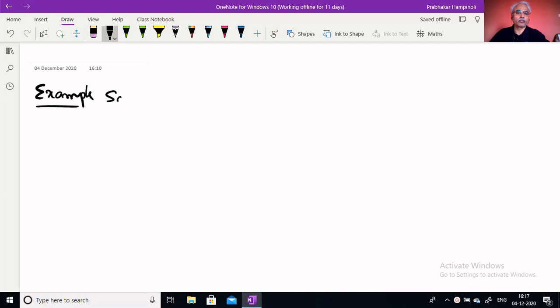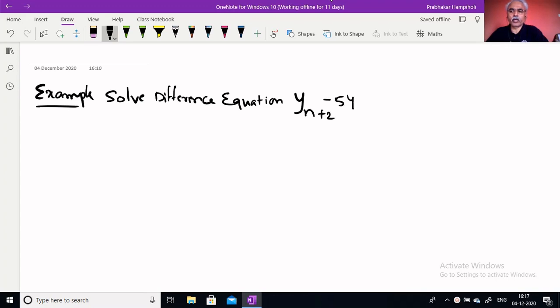Solve the difference equation yn plus 2, instead of u let us use some different symbol, minus 5 times yn plus 1 plus 6 times yn equal to 1, with the conditions y0 and y1 like this.